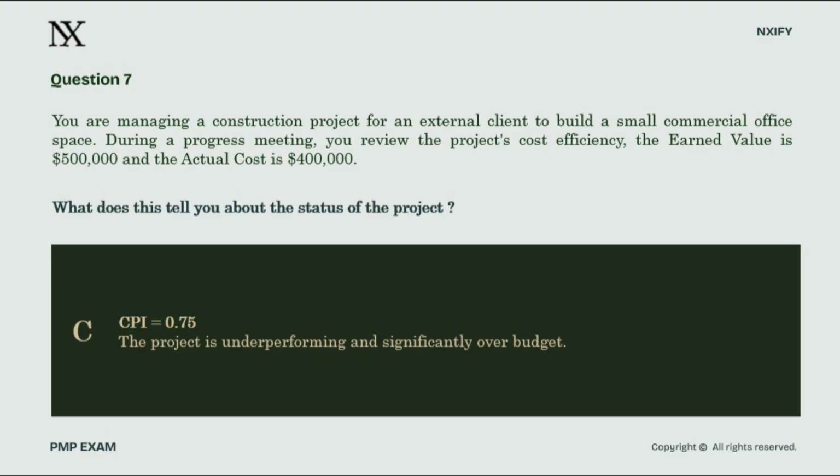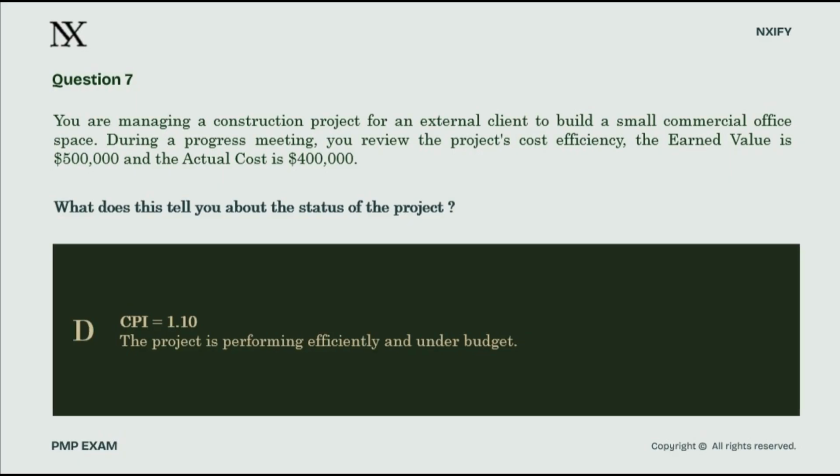This is the trap built for candidates who have the concept right, but the arithmetic loose. They know a number below 1.0 means over budget, so they scan the options for something below 1.0 and choose whichever one looks familiar. The status sounds correct. The number is invented. Option C is eliminated, and one door left.